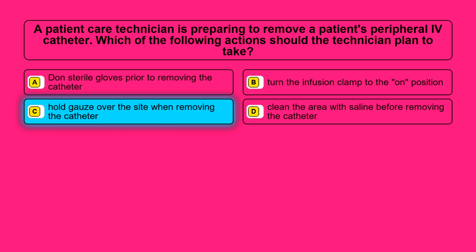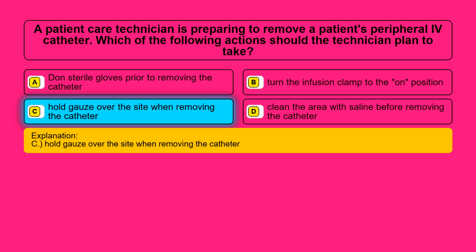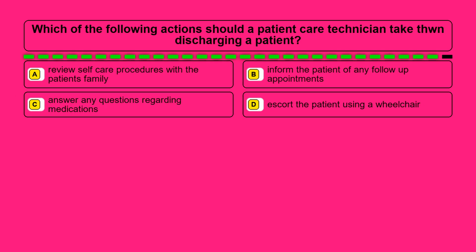The correct answer is option C, hold gauze over the site when removing the catheter. Question 73. Which of the following actions should a patient care technician take when discharging a patient? Option A, review self-care procedures with the patient's family. Option B, inform the patient of any follow-up appointments. Option C, answer any questions regarding medications.